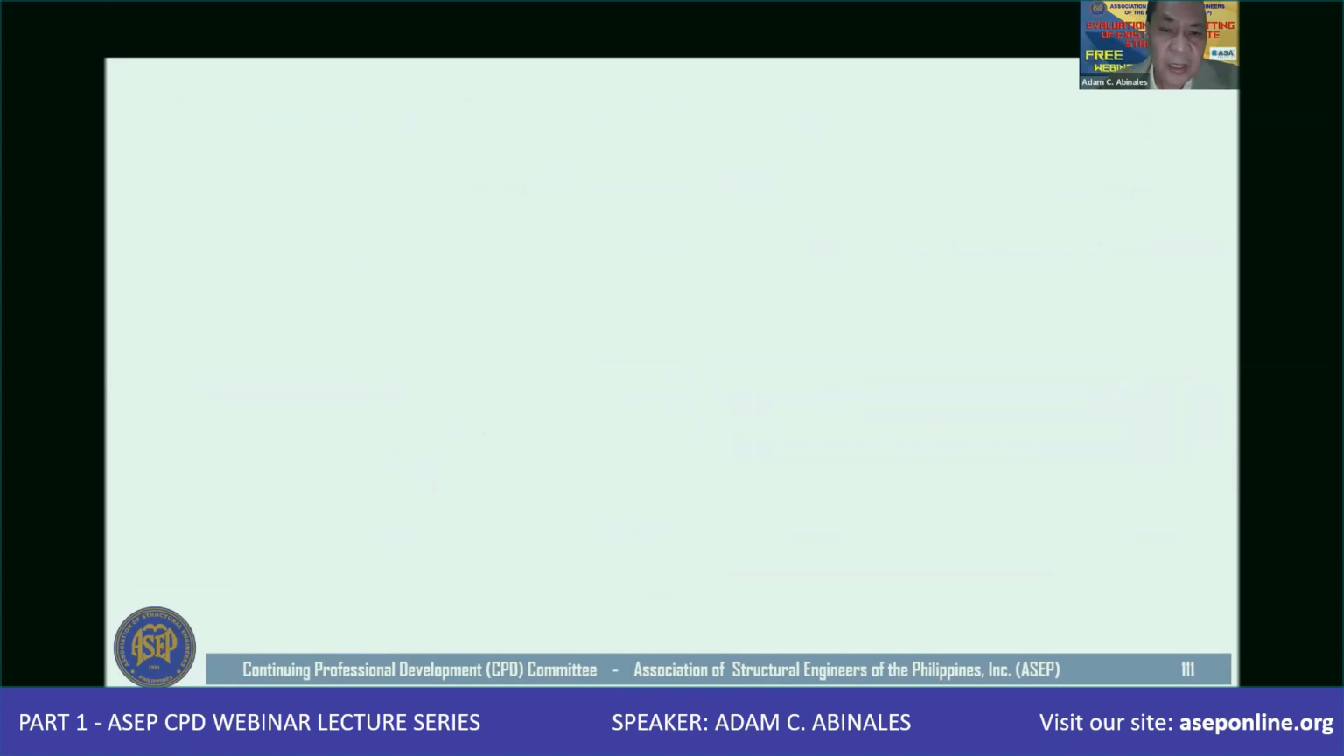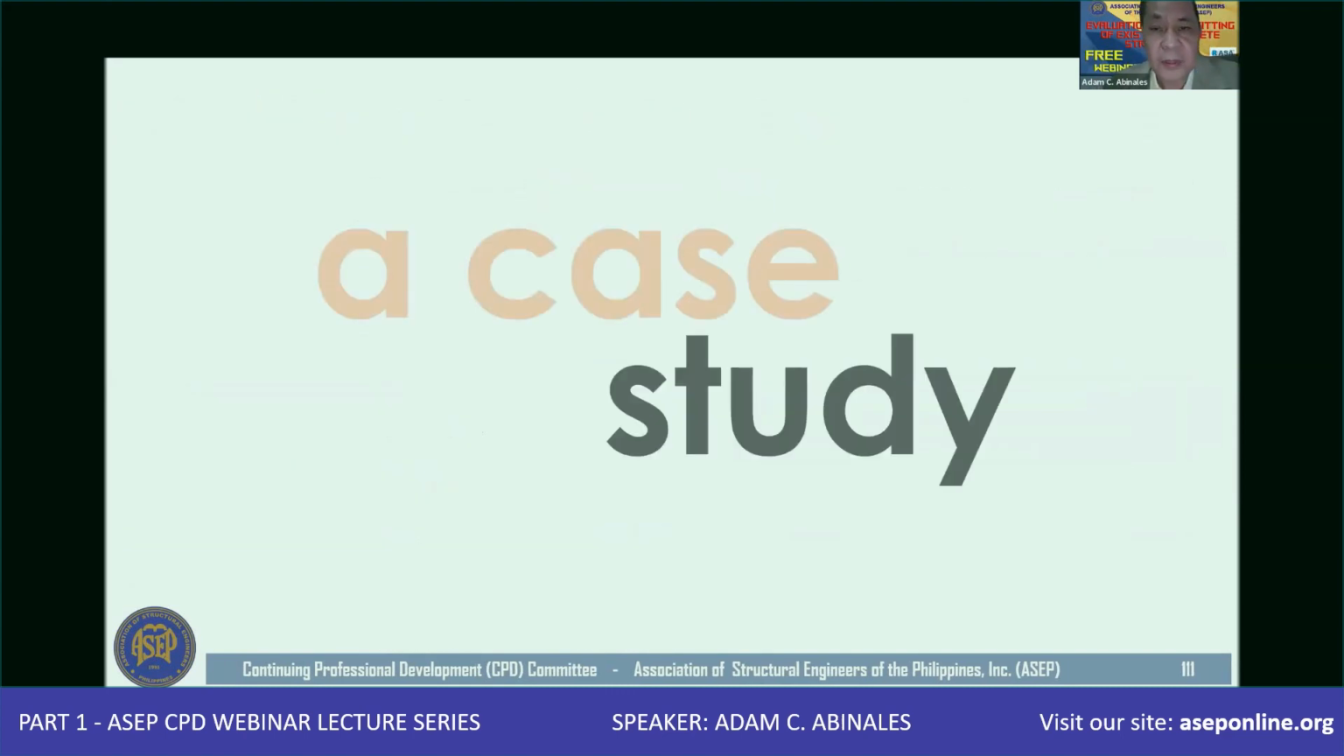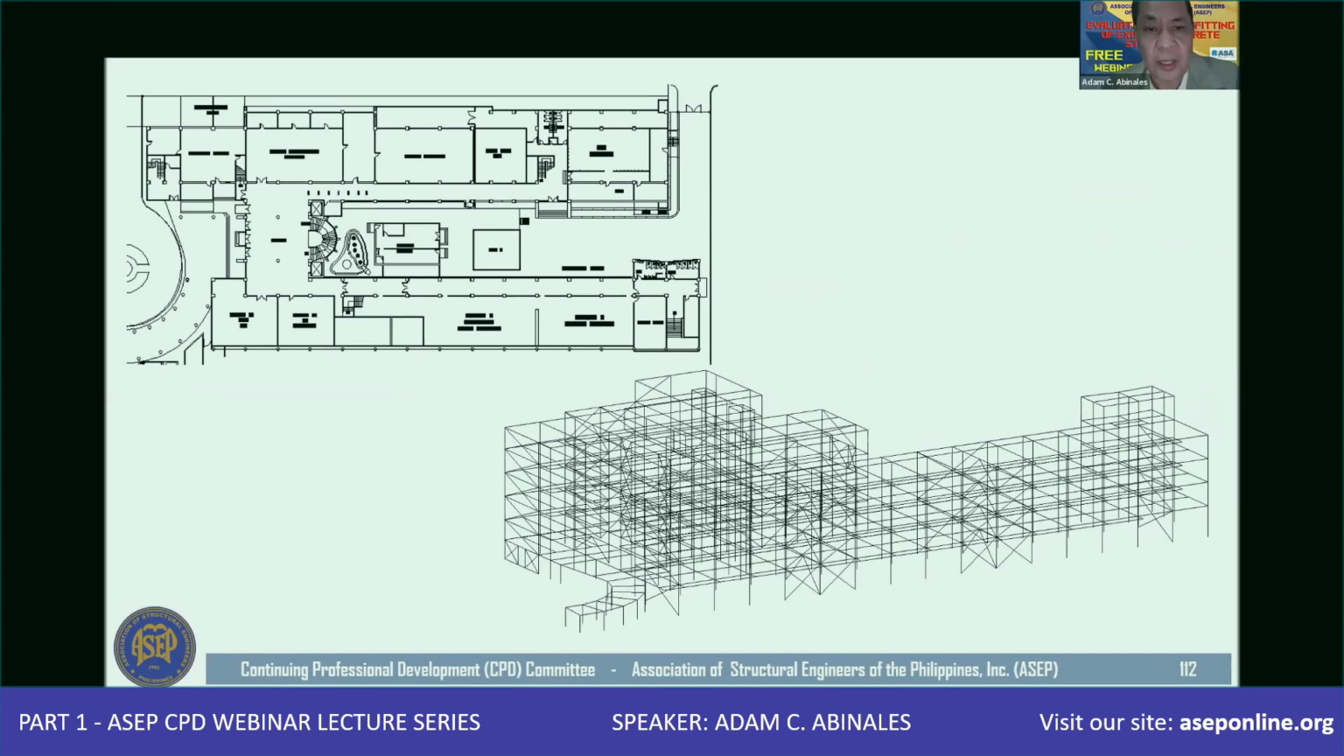Okay, for the last part of my presentation, let me just quickly show you this case study. This is actually our project, no? In the office wherein we are to evaluate an existing building. You have this configuration. The plan is shown here. You have these buildings, which is very irregular, no? And then this is the frame. Of course, what you see here are some sort of a retrofitted or rather strengthened frame model.